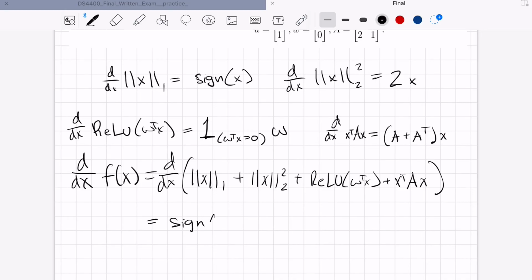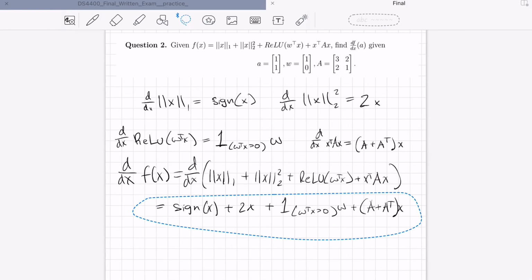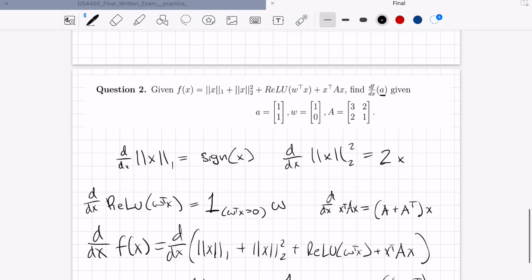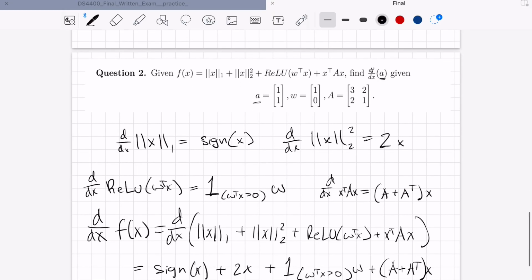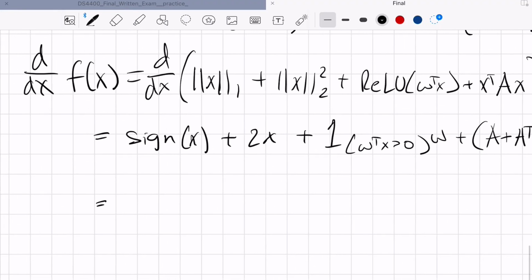If we substitute our values in here, this equation just becomes the sign of x plus 2x plus the indicator of wᵀx greater than 0 times w plus (A plus Aᵀ)x. Since we're trying to plug in a point, we can now substitute our values. We can substitute x for little a, and also w and our matrix A.